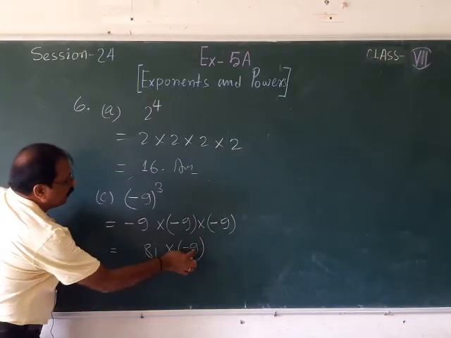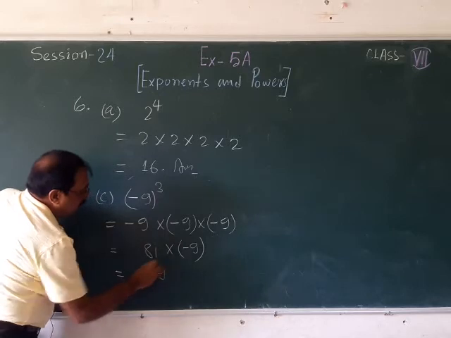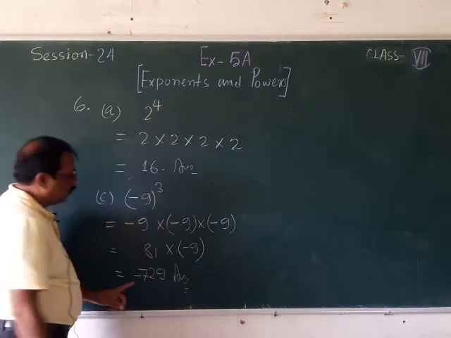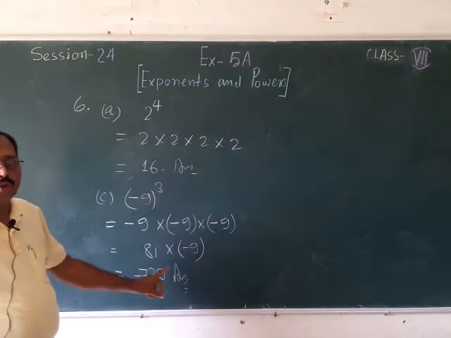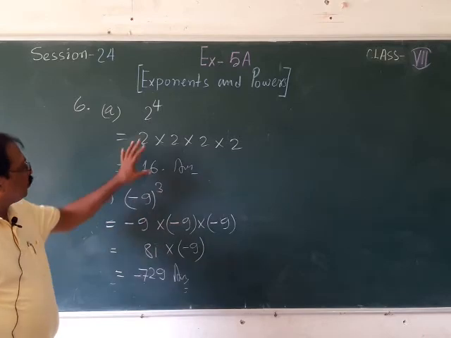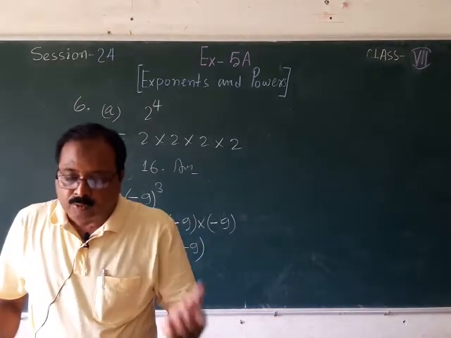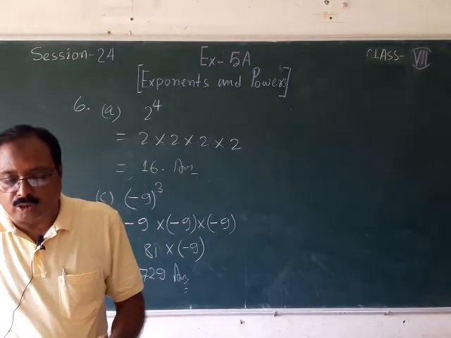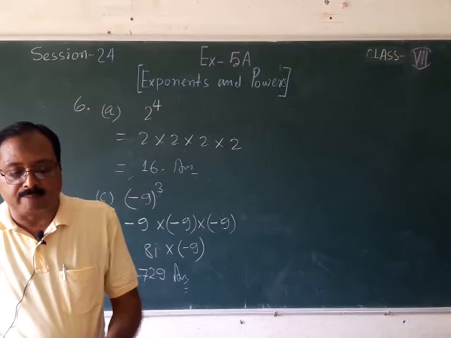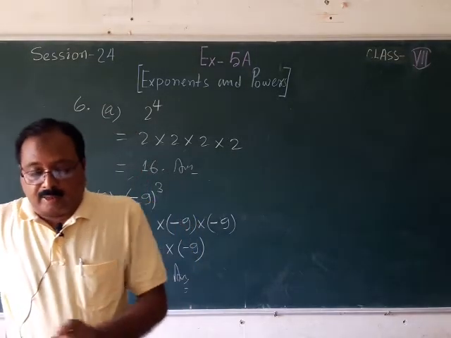So what will happen? 9 1s are 9 and 9 8s are 72, and the minus sign is there, so put the minus sign here. The answer will be minus 729. So this is your answer. So like that you can find the answer. In case of simplify or evaluate, you need to do those questions like this only. So question number 7 also you can do in the same way.